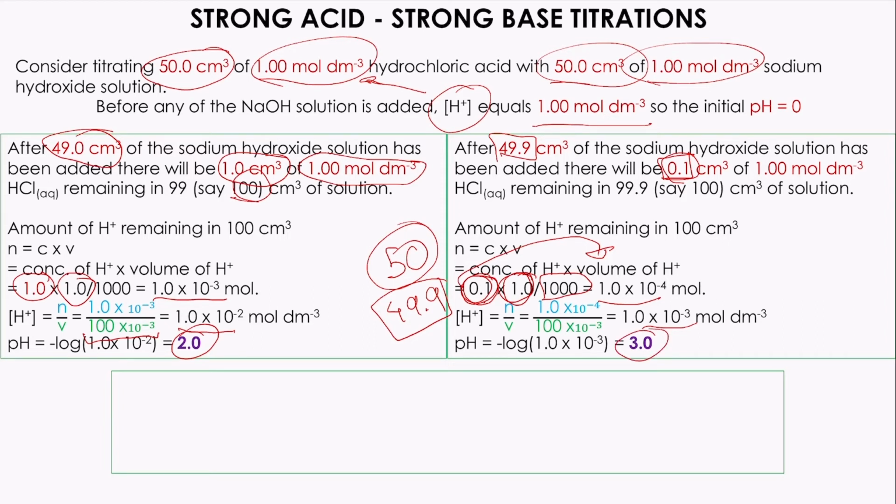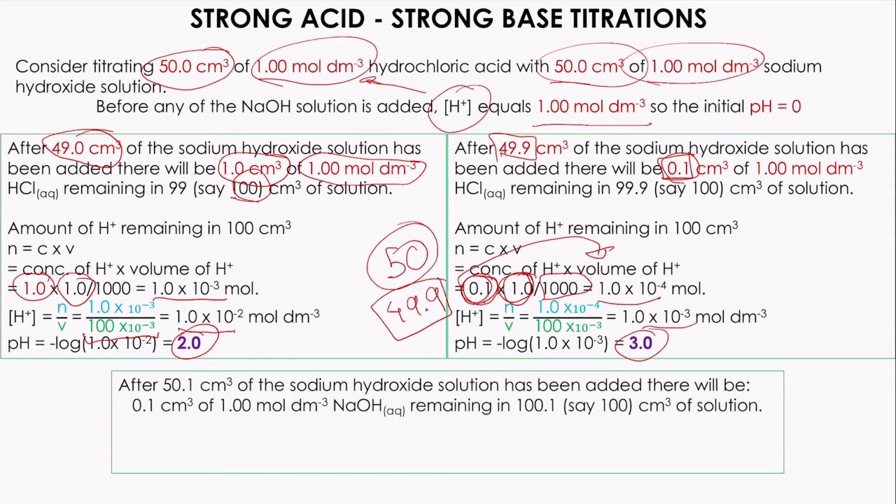Very small change. What if we are adding 50.1? After the addition of 50.1, what will be produced? This is what we should calculate now. Again, we need to check what is left over. What's left over here is 0.1 cubic centimeter NaOH. Why? Because in the flask we were having 50 cubic centimeter acid. So after adding base 50.1, there is 0.1 left over in the solution.